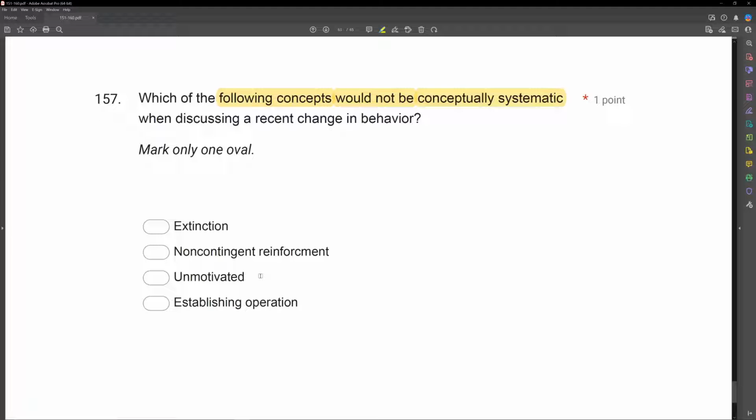C, unmotivated. Now, when we talk about motivation in ABA, how do we talk about it? Well, we talk about motivating operations, we talk about establishing operations, we talk about abolishing operations, but we don't use the term unmotivated. So using this term unmotivated is actually not conceptually systematic when talking about recent change in behavior. And then D, establishing operation. Yes, establishing operation is conceptually systematic. It's consistent with the literature. It's consistent with the research. It's consistent with how we talk about behavior change. We don't use unmotivated. It's not conceptually systematic when talking about our change in behavior.